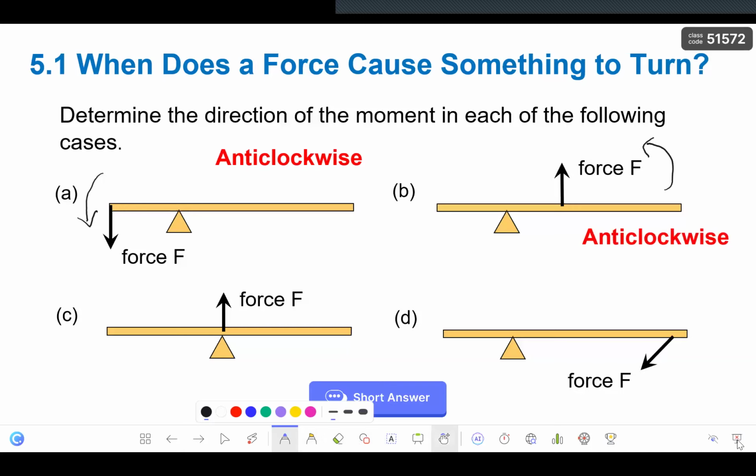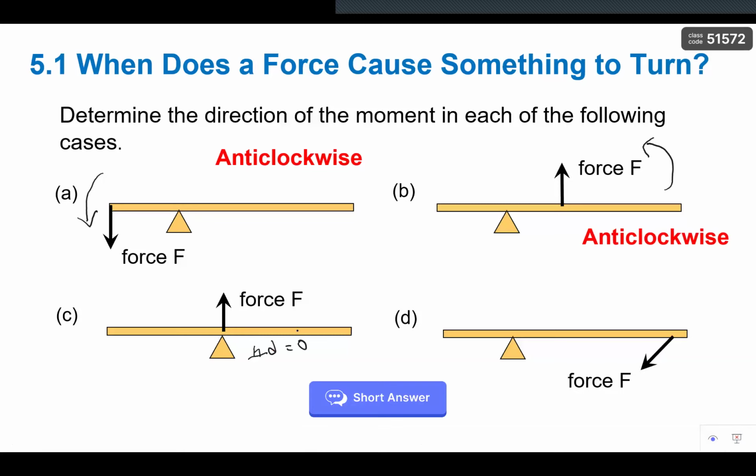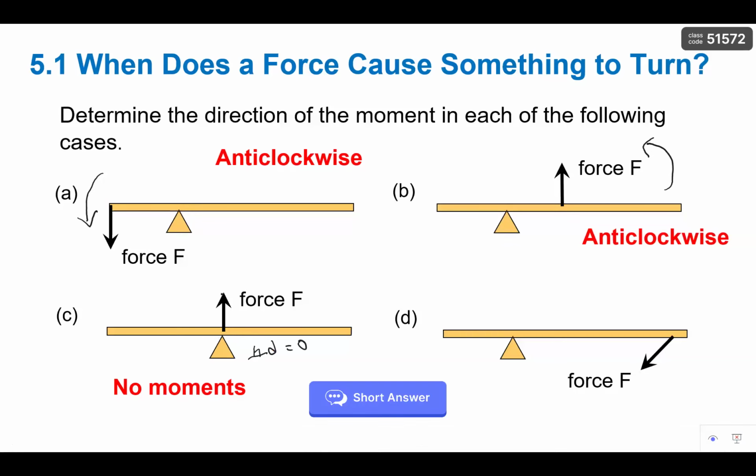Okay, and then next, I have the force exactly at the pivot. Okay, so at this point of time, you must know that there is no perpendicular distance. The force is here, but there is no perpendicular distance to the pivot. So my perpendicular distance is 0. I will actually have no moments at all because force times 0 is 0. Okay, so there is no moments at all. So this bar will just move up. It will not rotate. It will just move up because of this force.